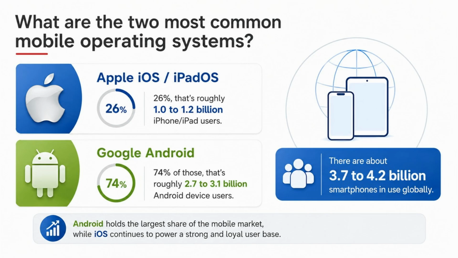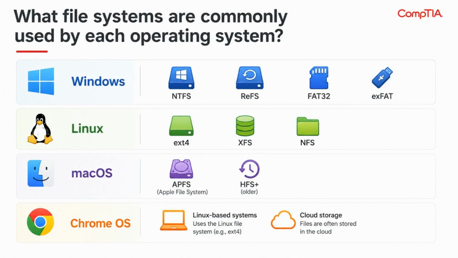Operating systems rely on specific file systems to manage data. Windows commonly utilizes NTFS and exFAT. Linux systems frequently use ext4 or XFS, while macOS relies on APFS. Chrome OS continues to integrate Linux-based architecture, focusing heavily on cloud storage solutions for its lightweight, web-based computing model.